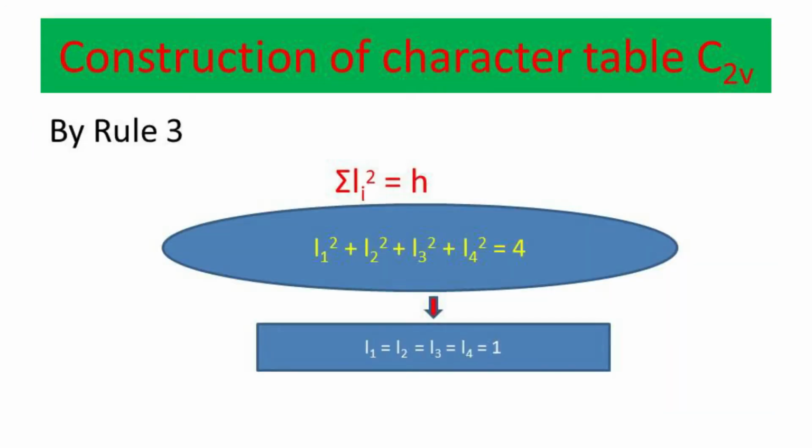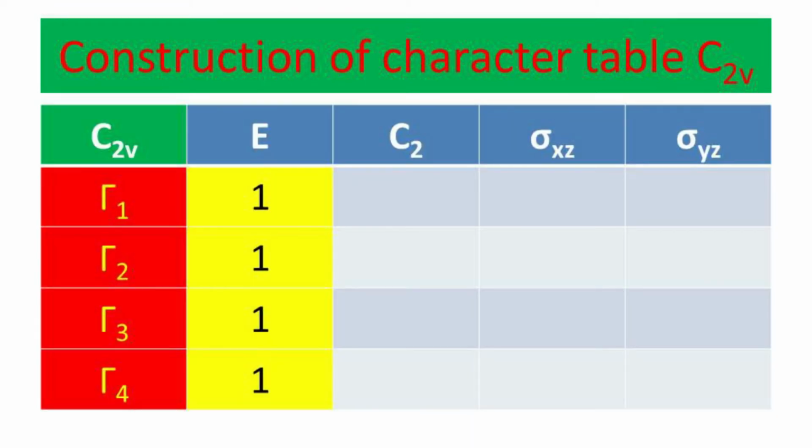By rule number 3, the summation of squares of dimensions is equal to h. Therefore l1 square plus l2 square plus l3 square plus l4 square is equal to 4. What does it mean? l1 is equal to l2 is equal to l3 is equal to l4 is equal to 1, and our findings are represented in this character table.